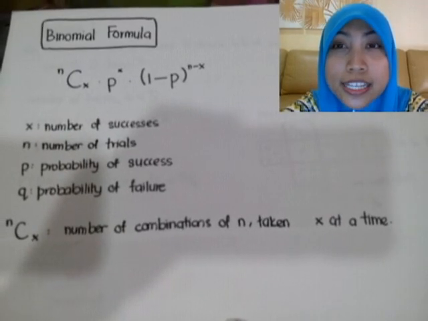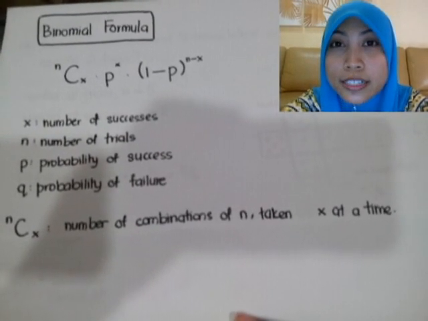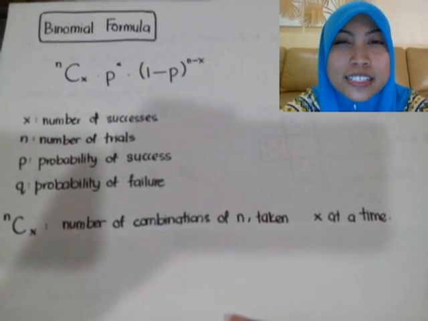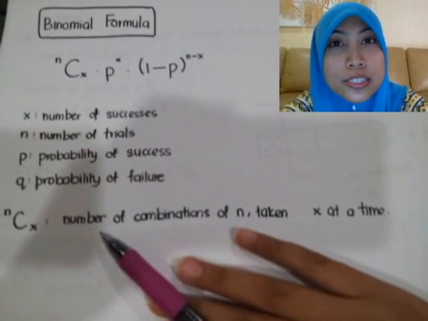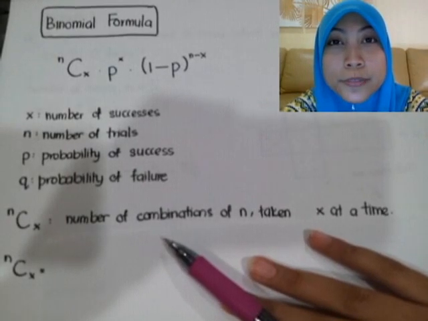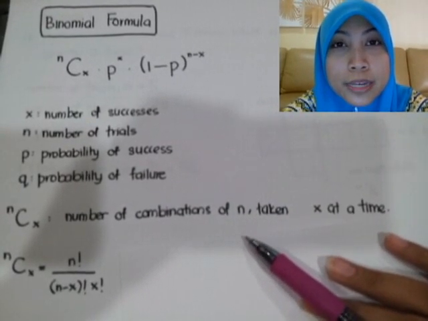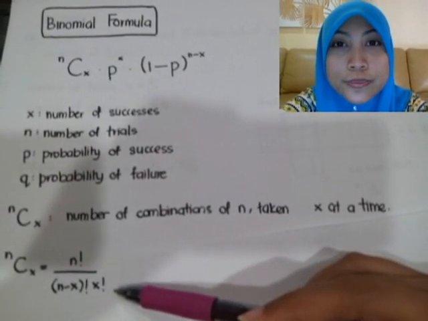Usually, I calculate nCx using a scientific calculator. You will get an immediate answer, and this is the easiest way to calculate it. Or you can use the factorial formula. So here's the factorial formula. nCx equals n factorial over n minus x factorial times x factorial.